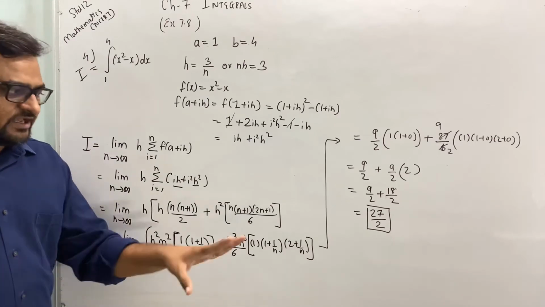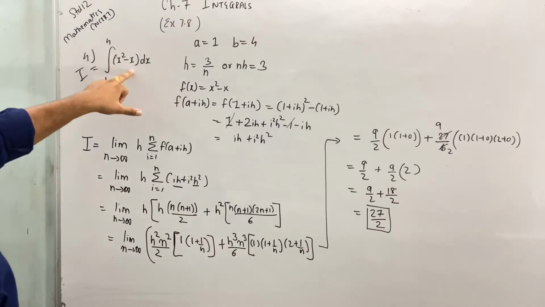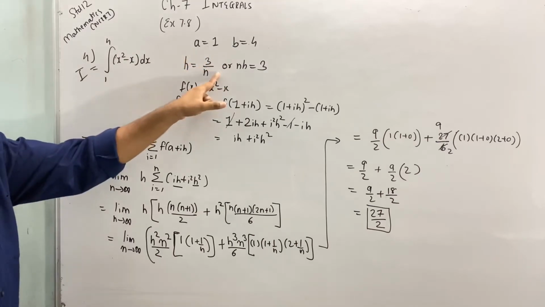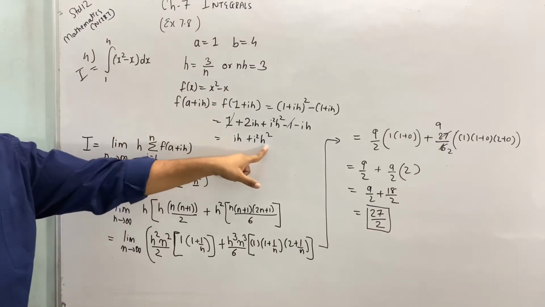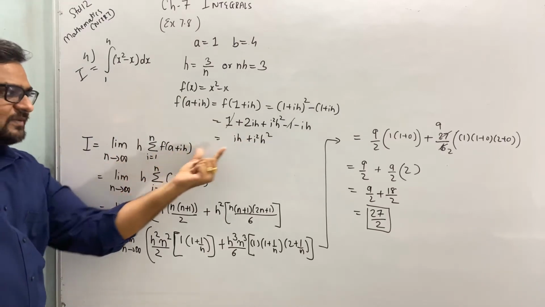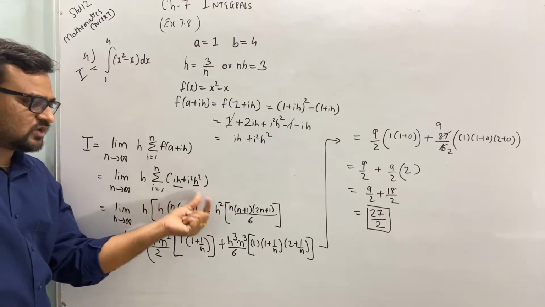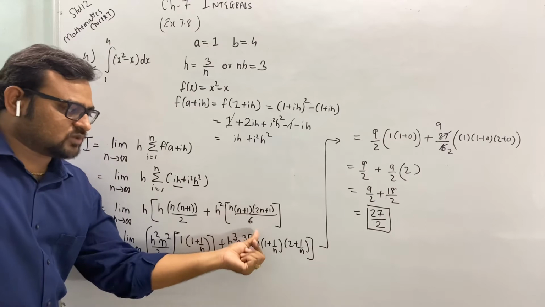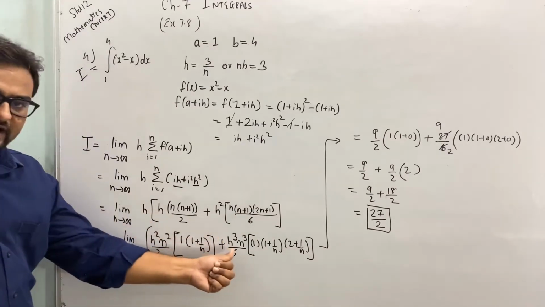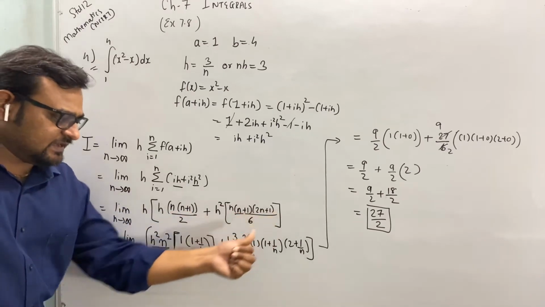Clear? See, I'm repeating the whole sum once again. It's integral 1 to 4 of x square minus x. a is 1, b is 4, h is b minus a by n, f of a plus ih is ih plus i square h square. So now using this formula, f of a plus ih is this, h constant, summation of i is n into n plus 1 by 2, h square constant, summation of i square is n into n plus 1 into 2n plus 1 by 6. Now multiplying with h, so it's h square and h cube, taking n common, so n square, n cube.